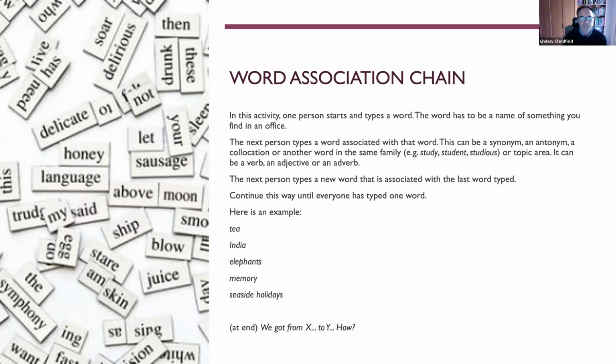It could be a verb, adjective, adverb. And then the next person after that types a new word that is associated with the last word typed. Continue this way until everyone has typed one word. So for example, we might get tea, India, elephants, memory, seaside holidays, etc. At the end, I might nominate someone and say, we got from tea to holidays. Describe to me how two of those connections work. And then we follow up like that.